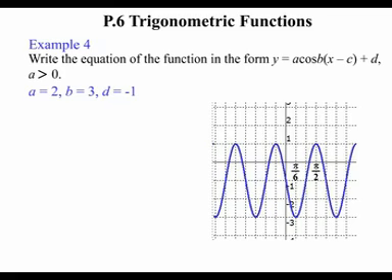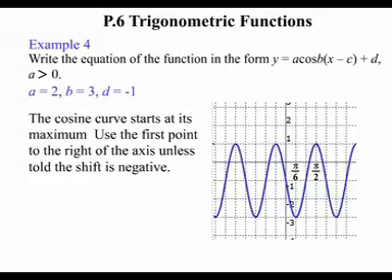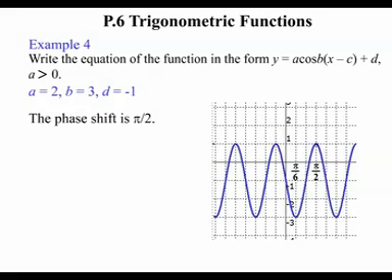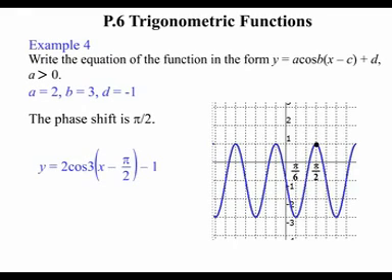And again, we're going to start to the right of the y-axis. The first point where the graph is at its maximum value, because cosine starts at its maximum value, is at pi over 2. So c is going to be pi over 2. And now we just plug it in. Pretty easy, huh? Only because we had example 3 done.